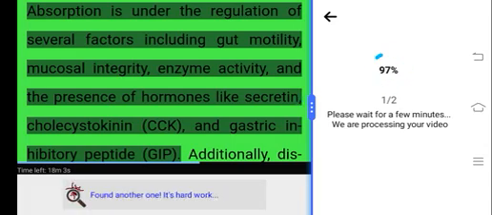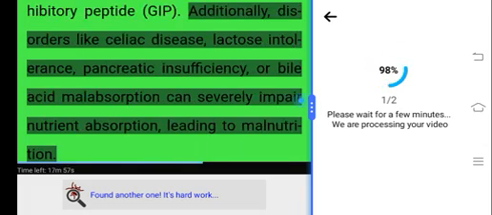Absorption is under the regulation of several factors including gut motility, mucosal integrity, enzyme activity, and the presence of hormones like secretin, cholecystokinin CCK, and gastric inhibitory peptide GIP. Additionally, disorders like celiac disease, lactose intolerance, pancreatic insufficiency, or bile acid malabsorption can severely impair nutrient absorption, leading to malnutrition.